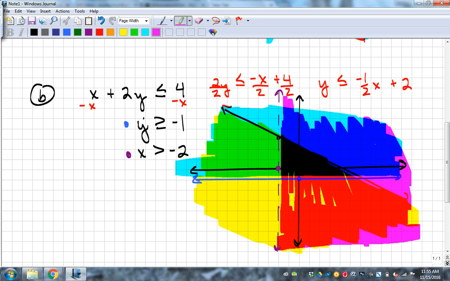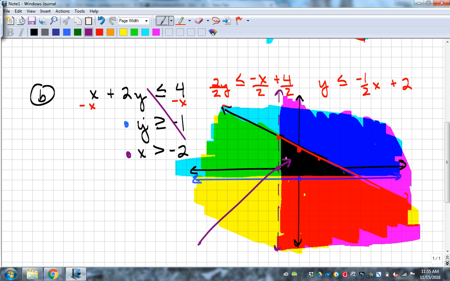Where are the answers at? Yeah, that triangle in the middle, that black triangle there. That's what we're finding. So the solution area.